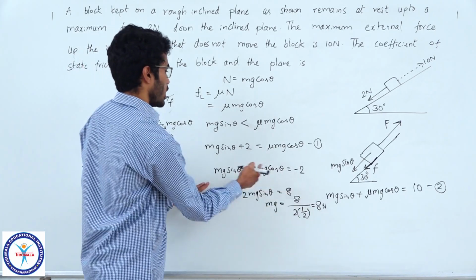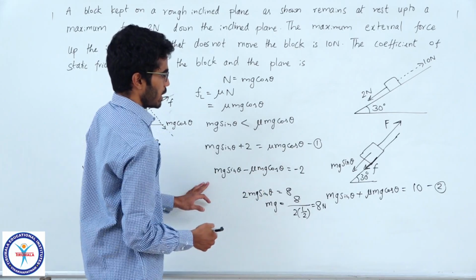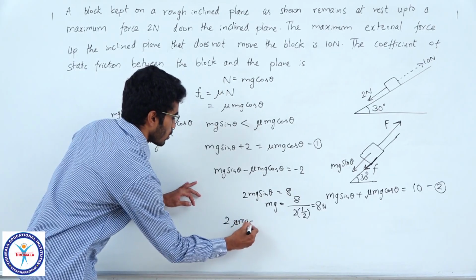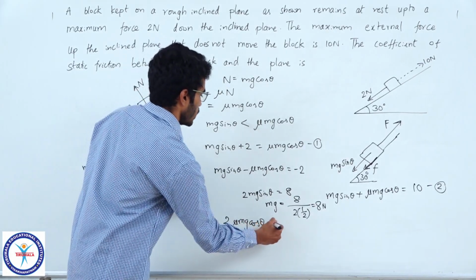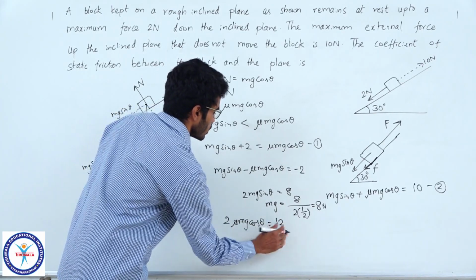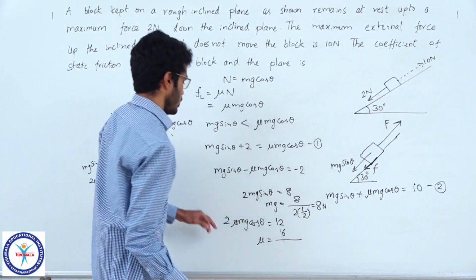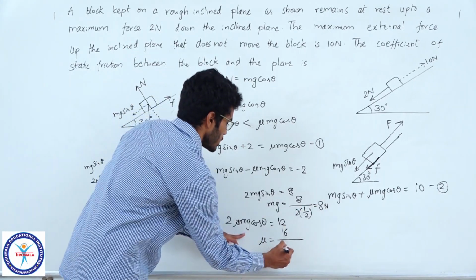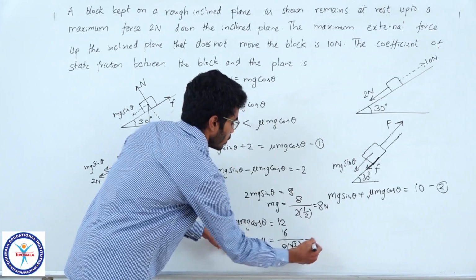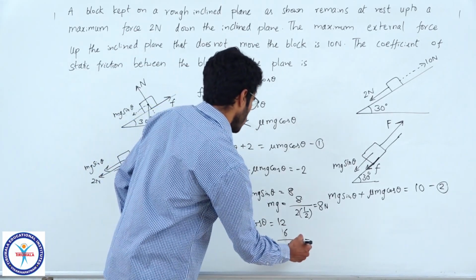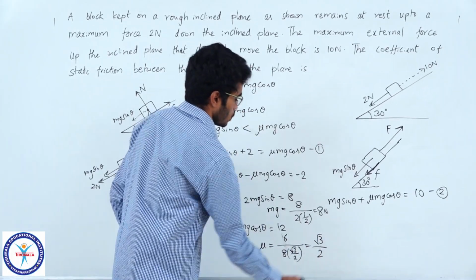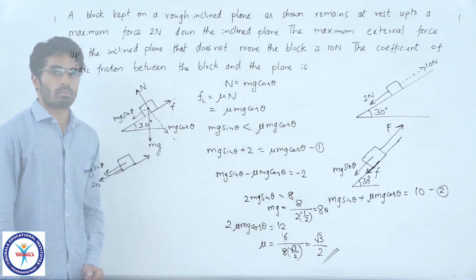Okay. Now, subtract the first equation from the second equation. Mg sin theta cancels off. 2 mu mg cos theta equals 12 newtons. This gives you mu equals 6 by mg cos theta, but mg is 8 and cos theta is cos 30 degrees, root 3 by 2. So, mu is root 3 by 2. This is the answer for the problem.